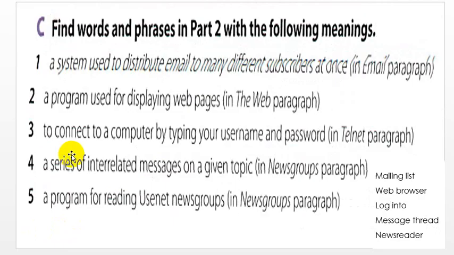Find words and phrases in part 2 with the following meaning. Here, for example, a system used to distribute email to many different subscribers at once, in the email paragraph. What is that? Mailing list. A program used for displaying web pages, in the web paragraph. What is that? Web browser.